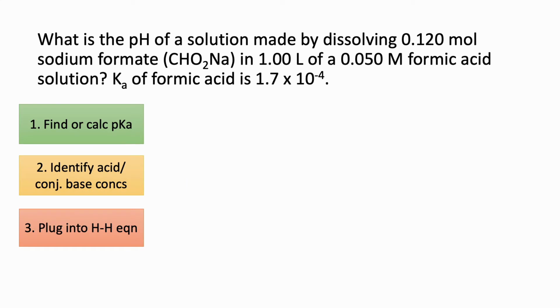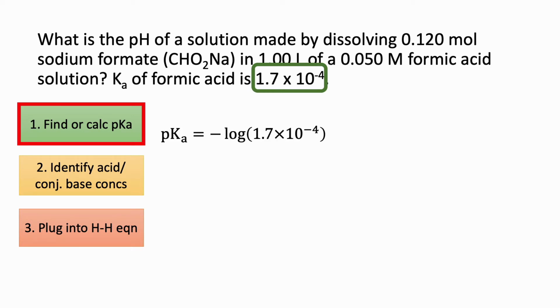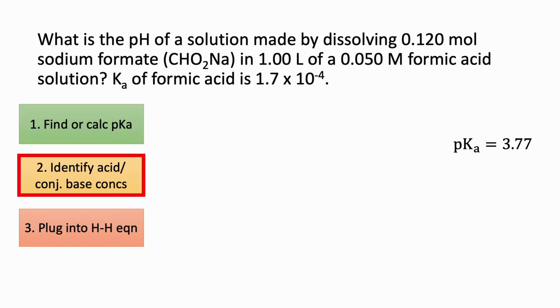Here is that same problem again, and we're going to do it with the Henderson-Hasselbalch equation, which goes a lot faster than using an ice table. So we're going to start off by calculating the pKa. We have the Ka for formic acid. To calculate the pKa, we're just going to do the negative log of that, and we get 3.77. We've got our pKa. Now let's identify the acid and conjugate base concentrations.